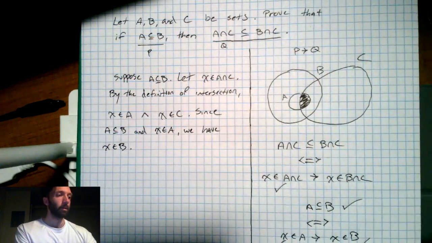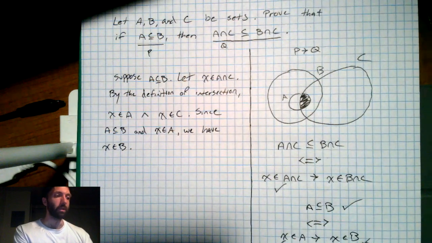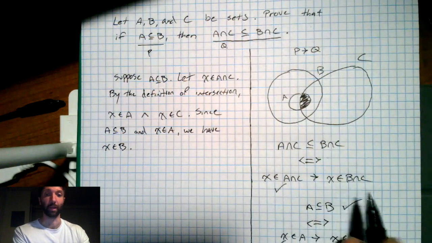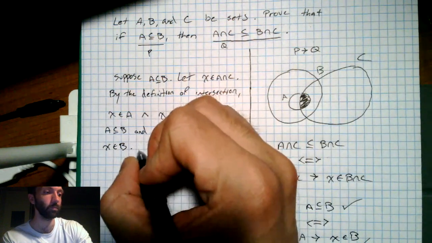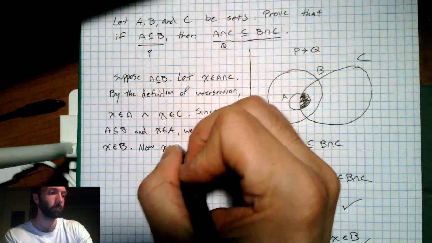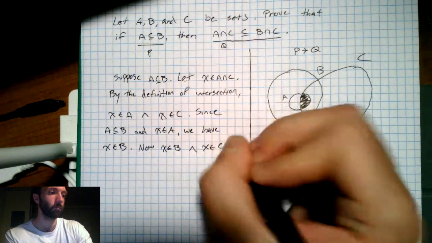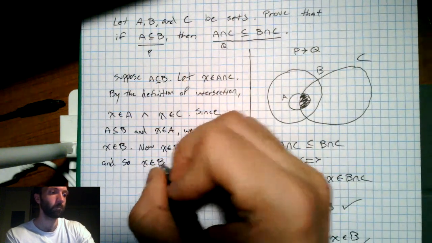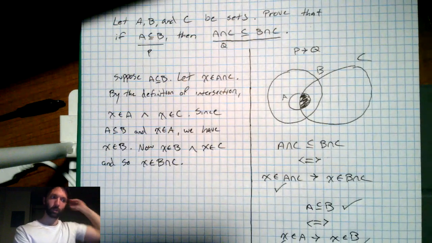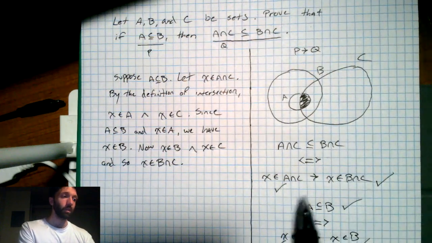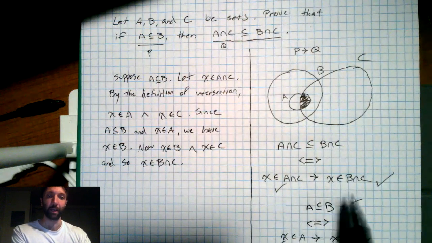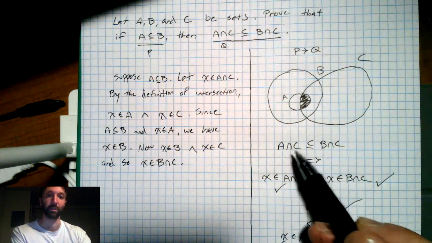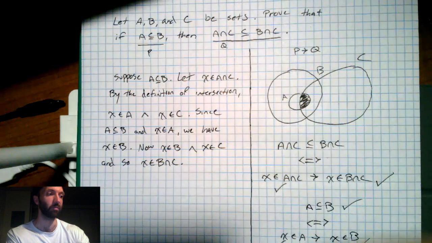Okay? So now that we know that X belongs to B, and we already knew that X belonged to C, we now have enough information to conclude that X belongs to the intersection of B and C. Okay. So now that we've satisfied this conditional statement, we can therefore conclude that the intersection of A and C is in fact a subset of the intersection of B and C.